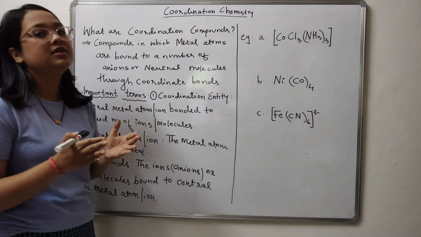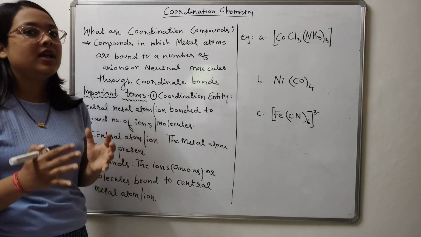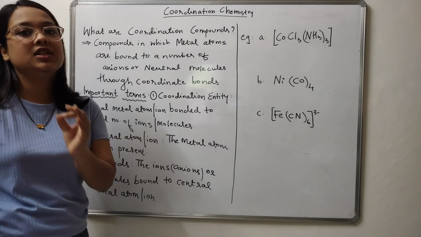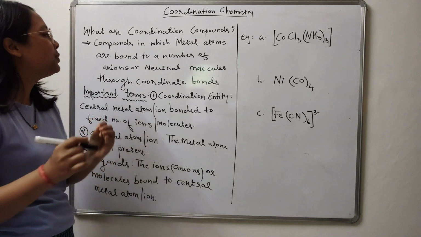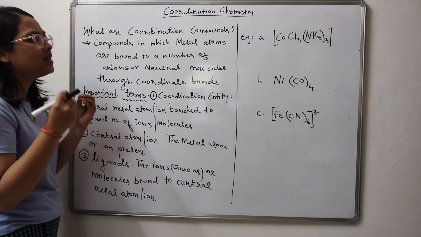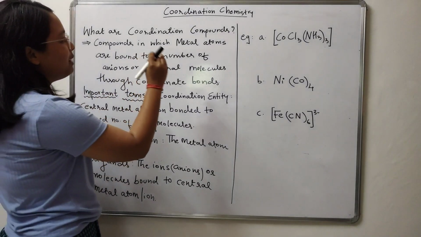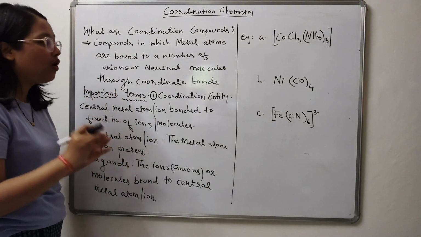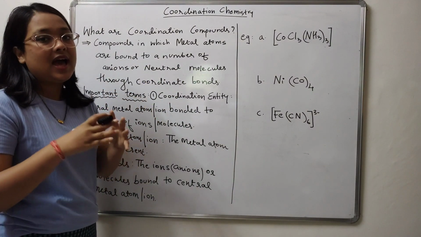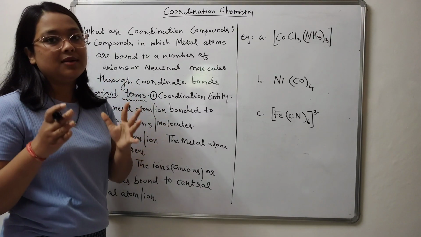Coordination chemistry is a branch which falls under inorganic chemistry, wherein we deal with coordination compounds which show the presence of the coordinate bond. Coordination compounds are simple yet complex compounds in which you have a metal atom which is surrounded by a number of anions or neutral molecules, and the entire structure is held together through coordinate bonds.